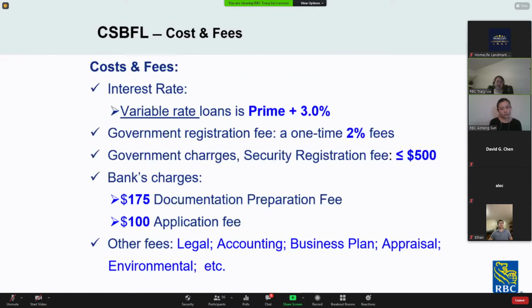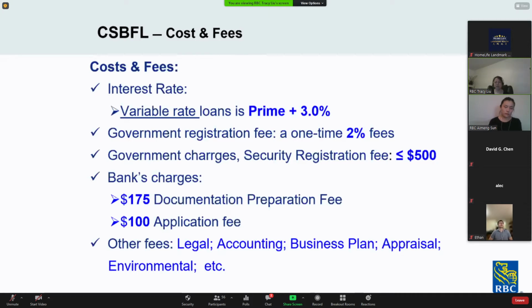Now, what are the costs associated with this program? Let's talk about the rate. The majority of people take the variable rate. This variable rate is open, so you can close anytime without any penalty. The rate is standard prime plus 3. Say the prime today is 2.45, so today's rate is 5.45. Tomorrow the prime could increase and your rate increases. If the prime decreases, then your rate will decrease.